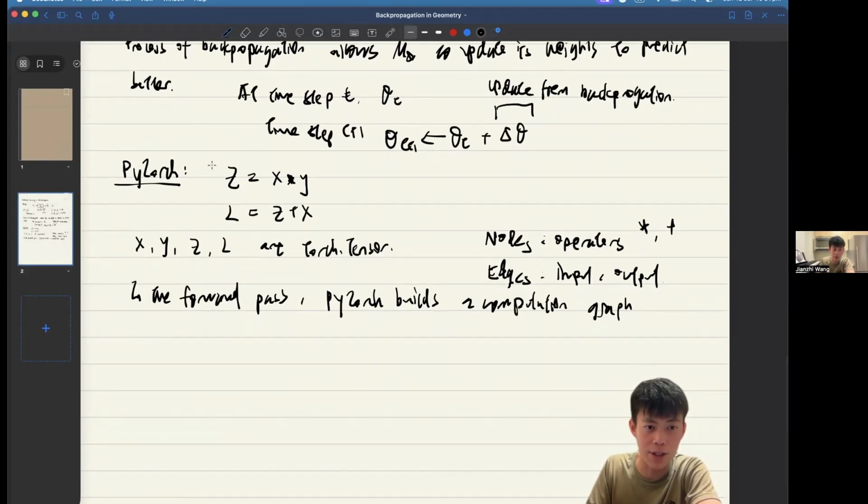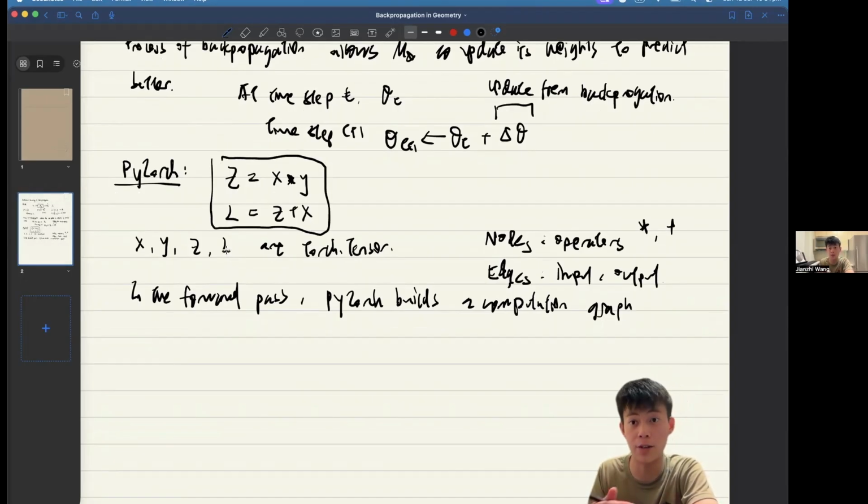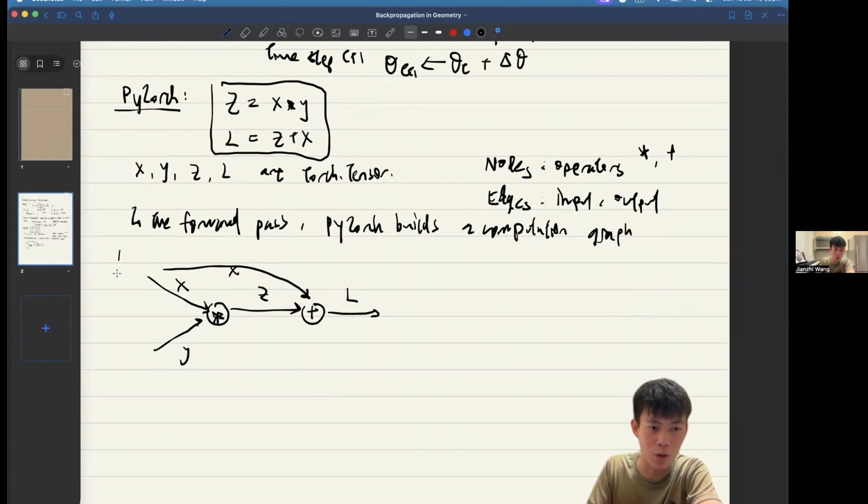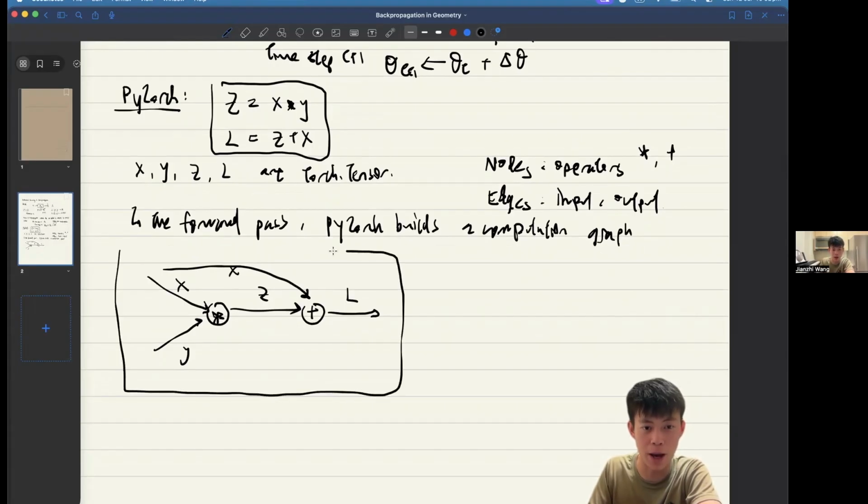So given our simple setup, we can draw the computation graph that is built up in the forward pass as such. We start off with a multiplication node. X is fed in as an input here, right? Y is also fed in as an input, and the output is z. Next, we have a plus operator. It takes z as the input, it takes x again as the input, and it spits out l, which is the loss. So this is the computation graph that is built in the forward pass.